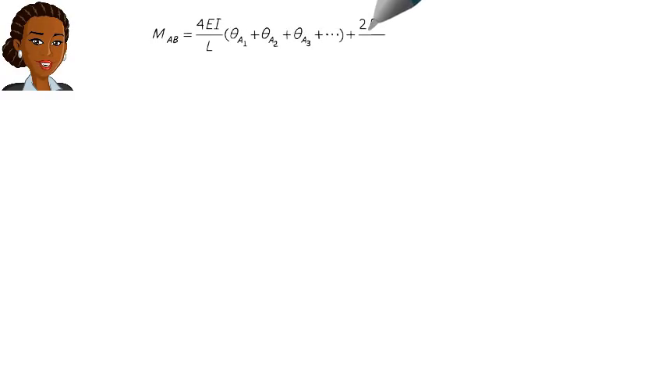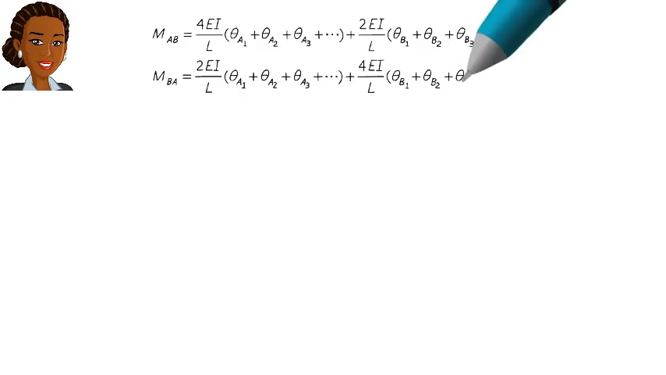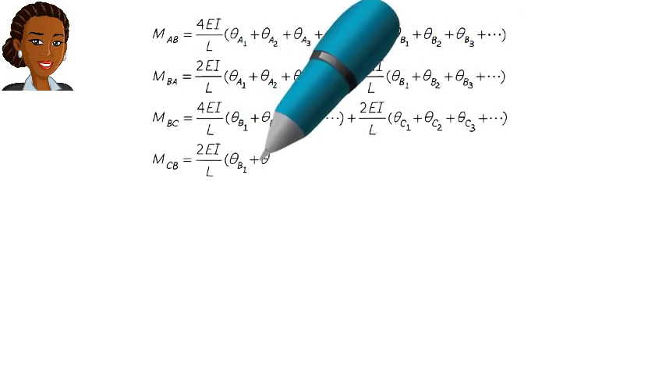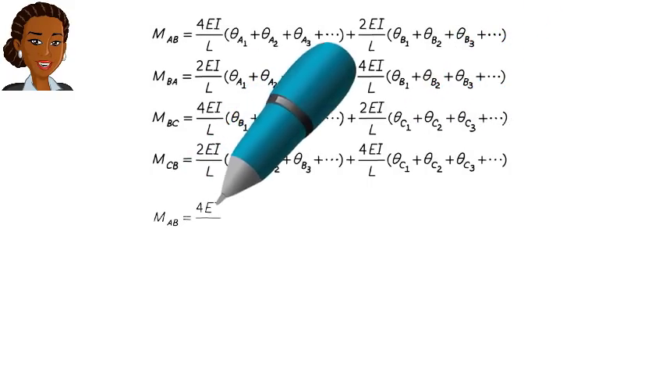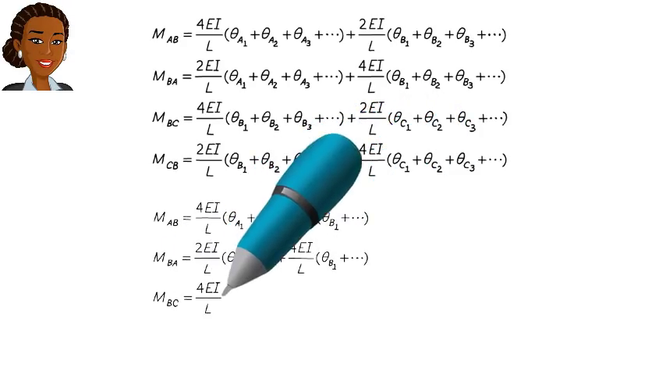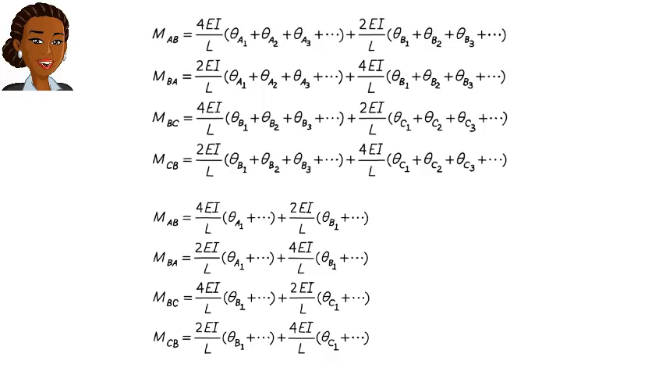Using the series notation, we can rewrite the slope deflection equations this way. To save space, I am going to shorten the notation like this. So, I only write one term of the series at a time. The terms further down the series are hidden in the three dots.